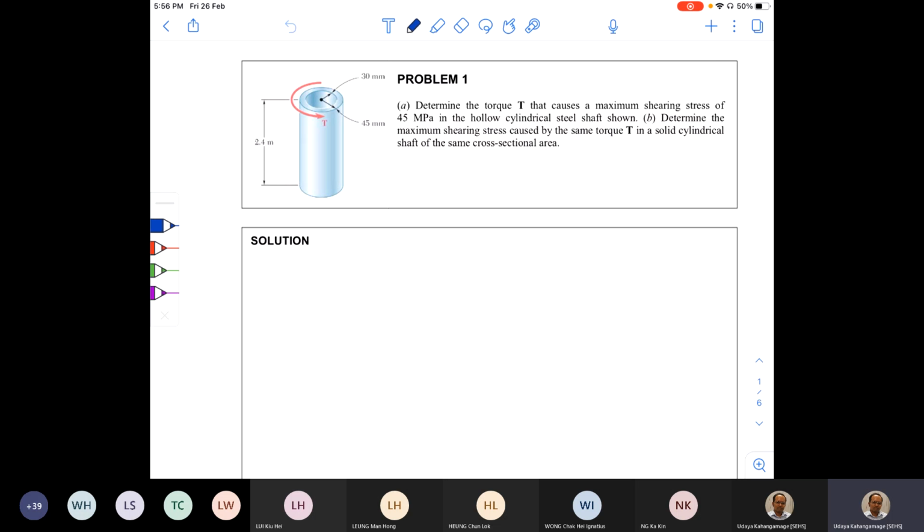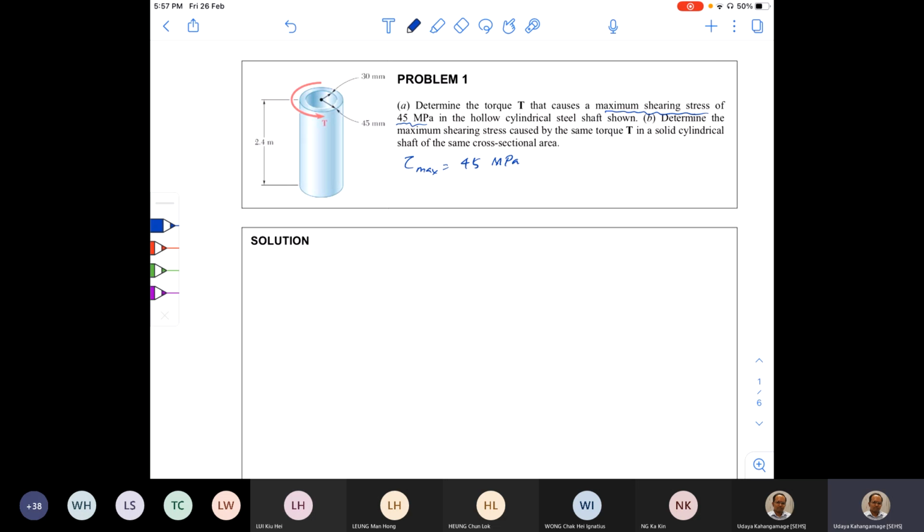Right. So shall we read this question first together and see how to solve the problem? What it says: determine the torque T that causes a maximum shearing stress of 45 megapascal. Again, maximum shearing stress 45 megapascal. That is tau max, right? Tau max is 45 megapascal in the hollow cylindrical steel shaft shown.